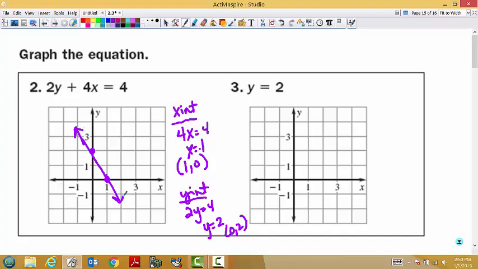Y equals 2, that's a horizontal line at 2. And we are done. Yay!